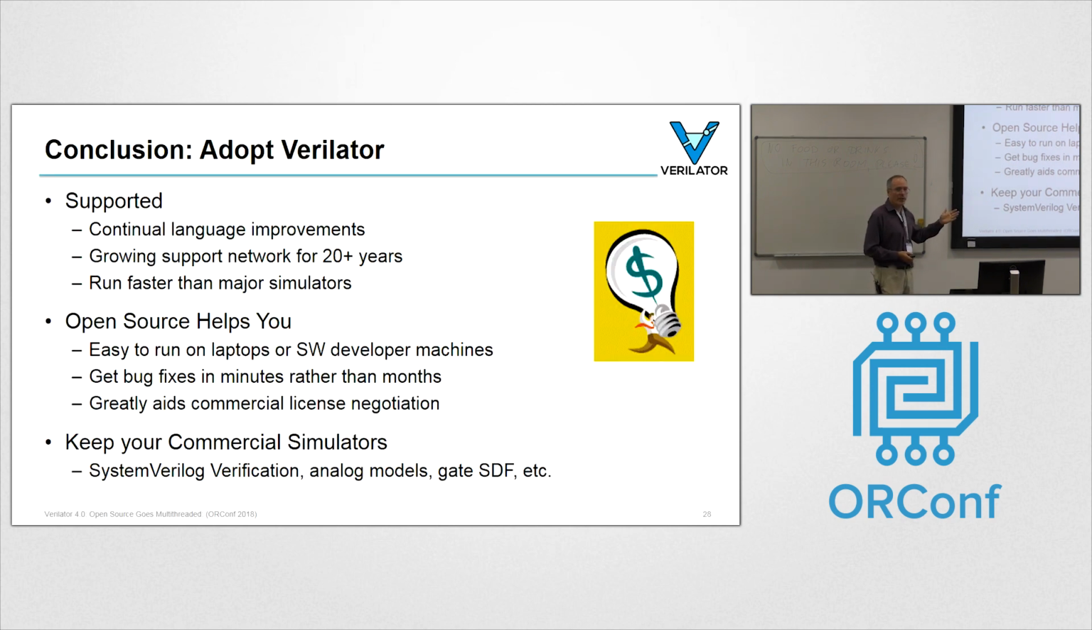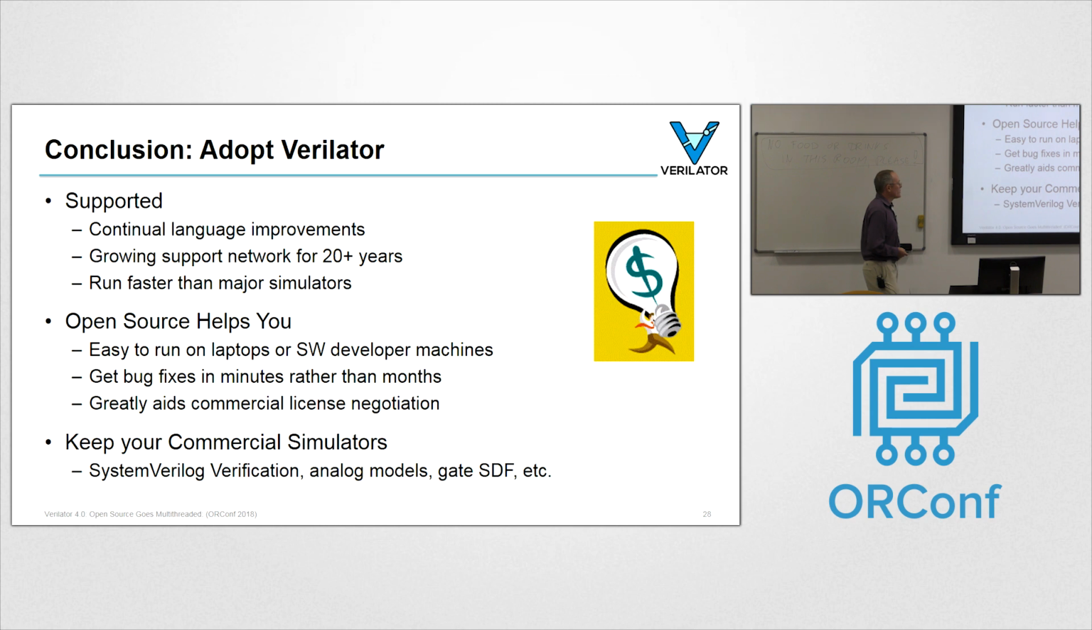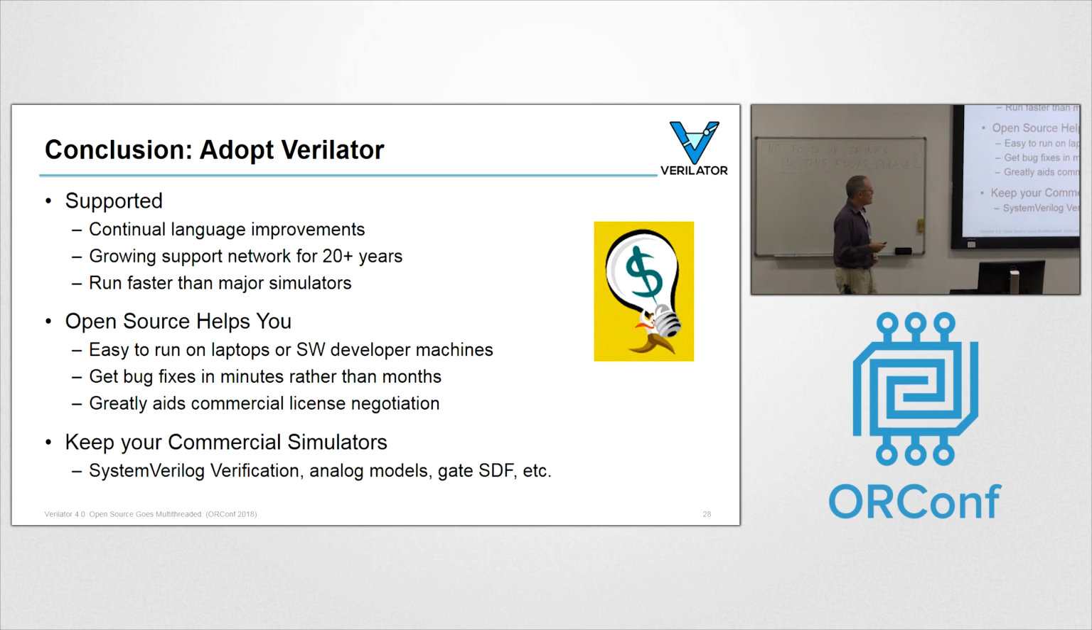Open source helps you. I'm at this meeting, so everyone already knows that. But it lets you run on laptops, which you can't do otherwise without licenses. You can get bug fixes, because of course you have the source code of Verilator, so if you have some problem, you can fix it easily. And for those of you with commercial licenses, it always helps during a license negotiation to say, well, actually, primarily we're using Verilator, but, knocks a few $1,000s off each license. I didn't say that. Turn off the camera.